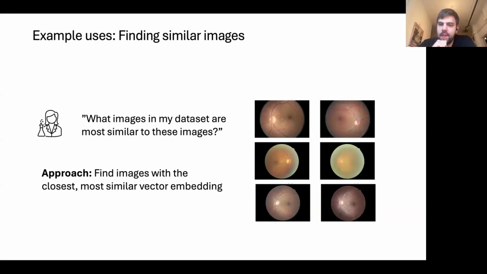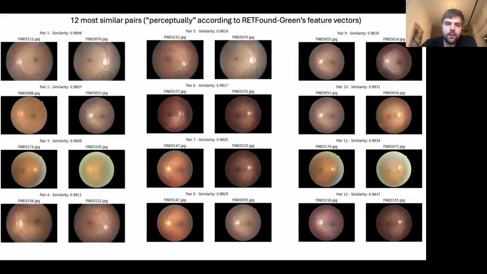So for instance, in this case, these images on the right are not the same images, but they're images where the vector embedding is quite similar to the query image. Here are a few more examples of very similar images. I'll give you some time to look over them. Not all of them look super similar, but in general, there's some similarity.